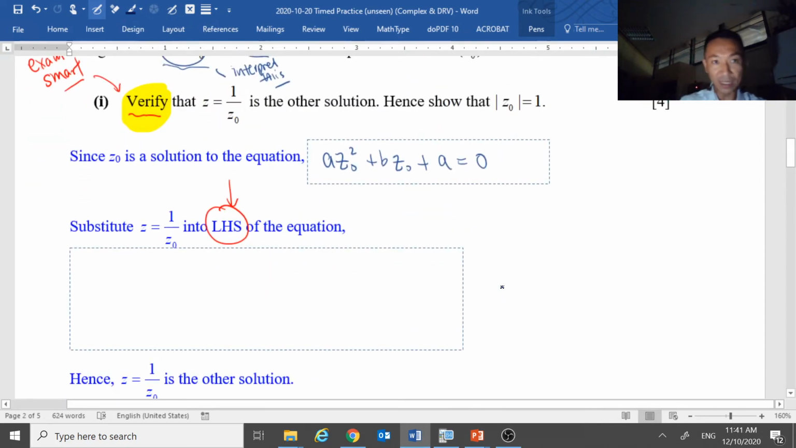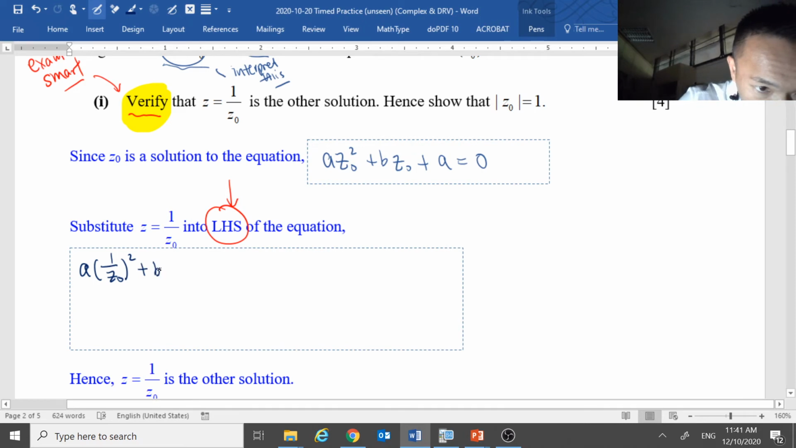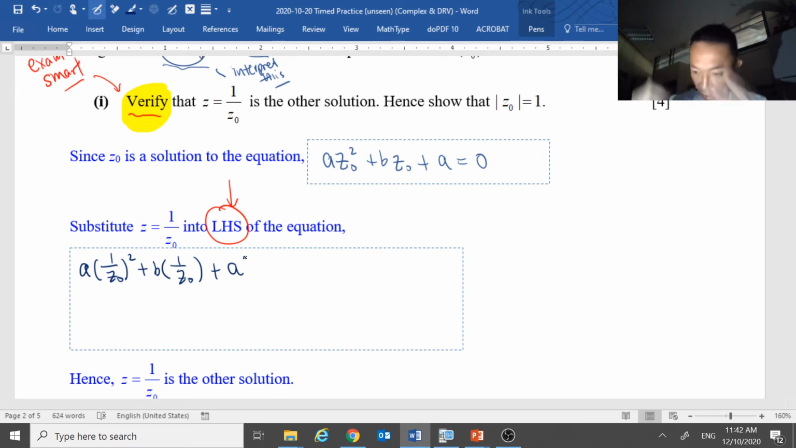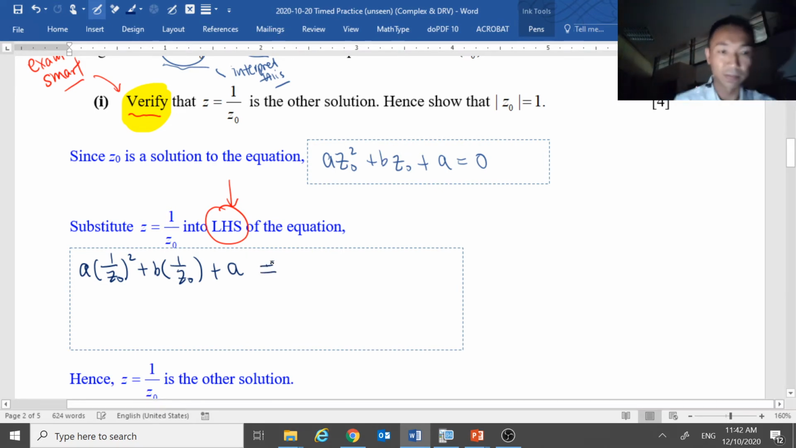Verify into the left hand side of the equation. I will then say 1 over z naught square plus b 1 over z naught plus a. Then you don't write equals to 0. You carry on and you write this is equal to. Now eventually, final step, this one must be 0.